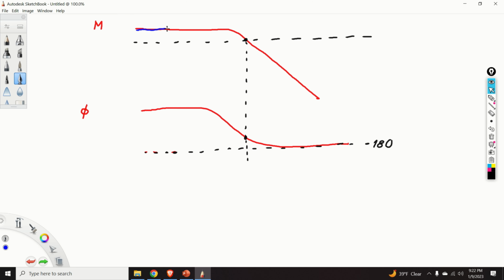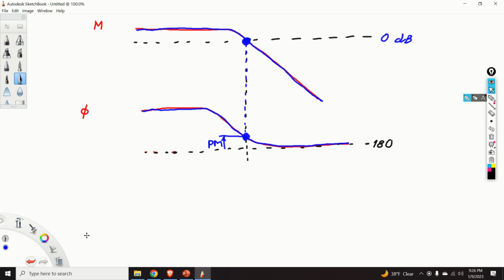This line over here is the magnitude of the uncompensated system, and this is the phase of the uncompensated system. This point, that is the point where the magnitude crosses the 0 decibel line, is called the gain crossover frequency. And if we draw a vertical line and search for an intersection with the phase plot, we can identify the phase margin of the uncompensated system.